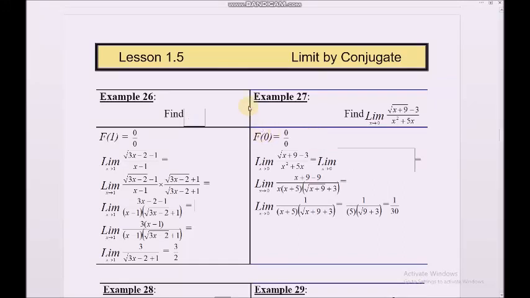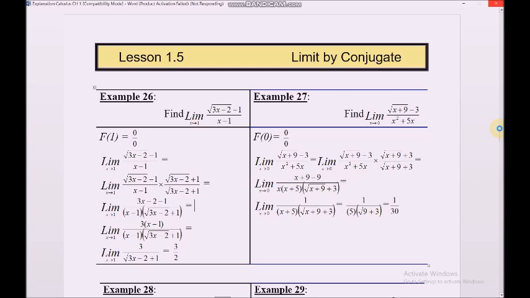Good afternoon, everyone. This is lesson 5 about limit by conjugate. In the first example here, example 26, find the limit of the function square root of 3x minus 2, all minus 1, over x minus 1 as x tends to 1.